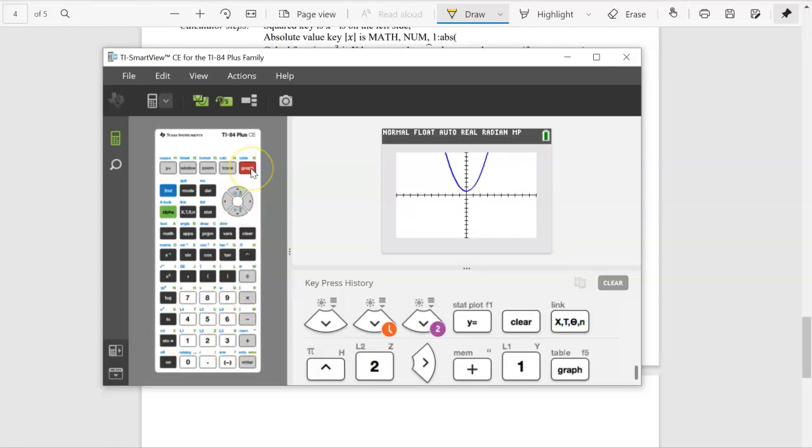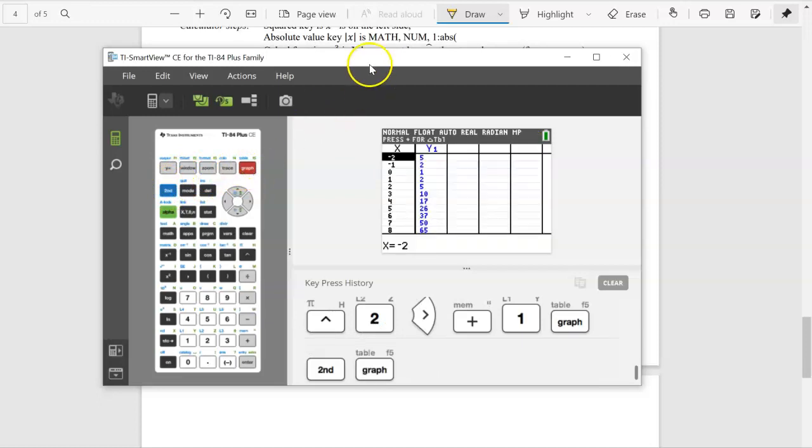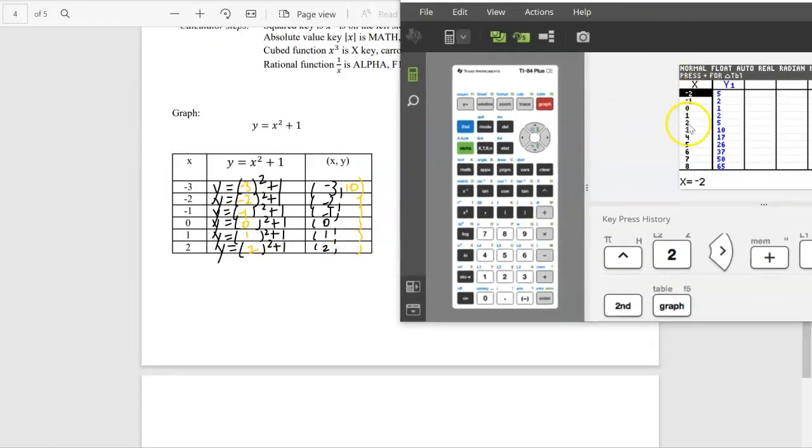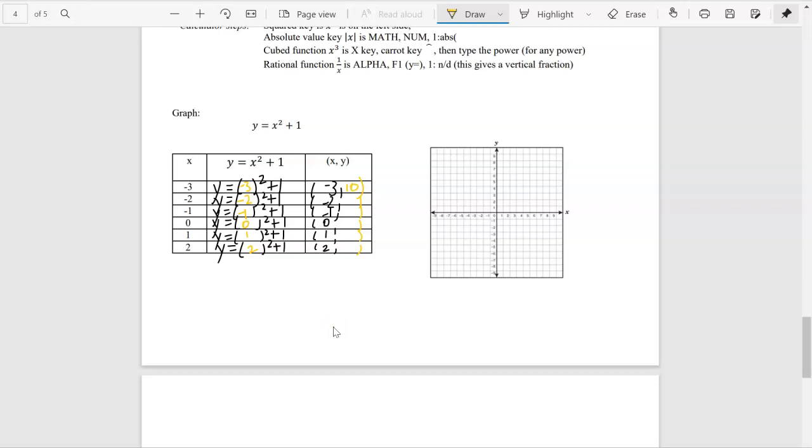If I graph this, you should see a parabola, which is the shape of a U. I could go second graph and look at my table. Remember we said if you plug in a -3, you should get a 10, and we did. If we plug in a -2, we get a 5. If we plug in a -1, we get a 2. If we plug in 0, we get 1. You could get all the answers just by looking at your table. If we plug in a 1, we get 2. If we plug in 2, we get 5.